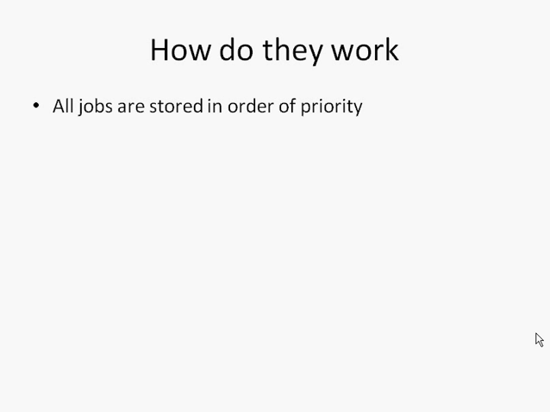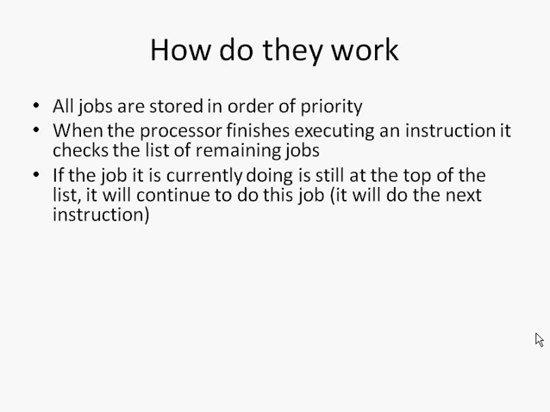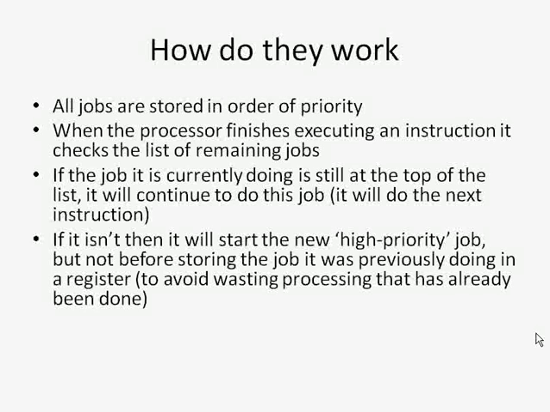All jobs are stored in order of priority. When the processor finishes executing an instruction, it checks the list of remaining jobs. If the job it is currently doing is still at the top of the list, it will continue to do this job, and it will do the next instruction in that job. However, if that job isn't still at the top of the list, it will start doing the new high priority job that is at the top of the list, but not before storing the job it was previously doing in a register. And this is done to avoid wasting processing that's already been done. That stands to reason.